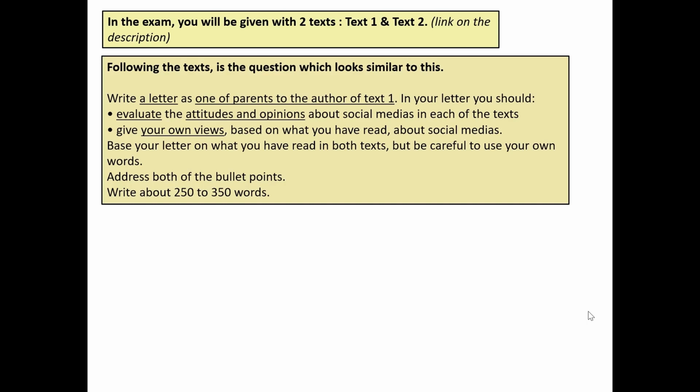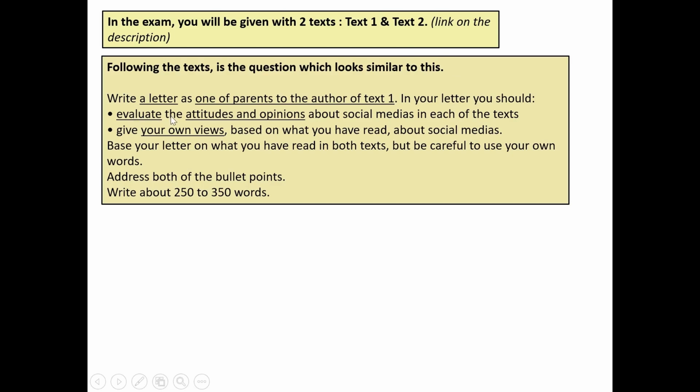Okay, so like I said previously, in the examination you'll be given two different texts, and right after that it will be followed by the question itself. The question pretty much looks similar to this. Okay, let's read it together.